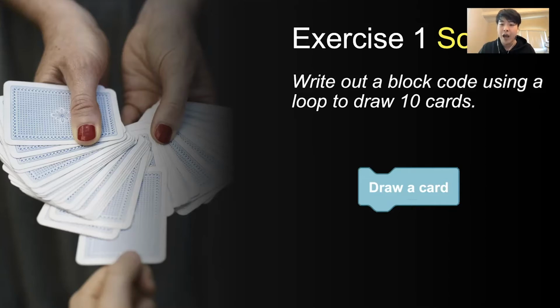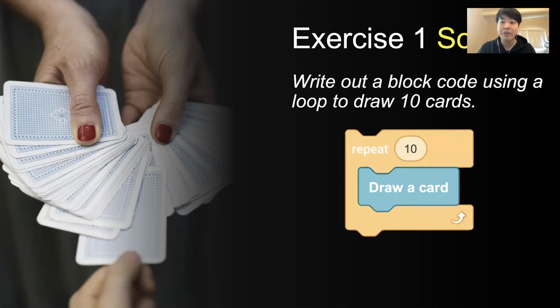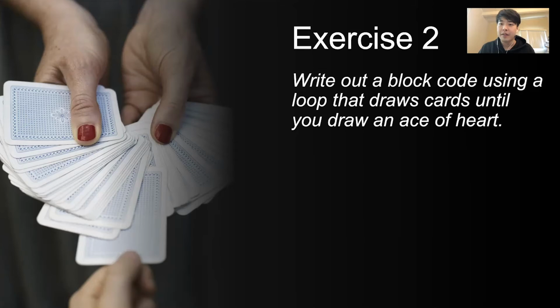Without using a loop, you have to copy and paste this 10 times, or 9 times additional to the one. But if you were to use a loop, you might want to use something called a counting loop, meaning you repeat this 10 times and you are done. And you will have 10 cards at the end. Very simple, right? Now, exercise 2, very similar.